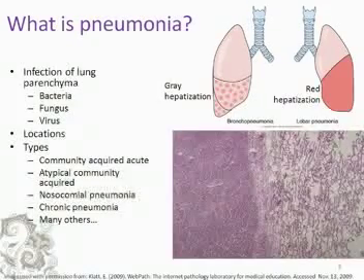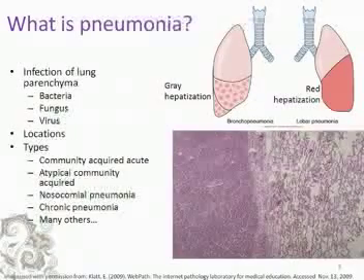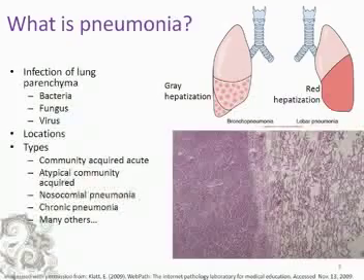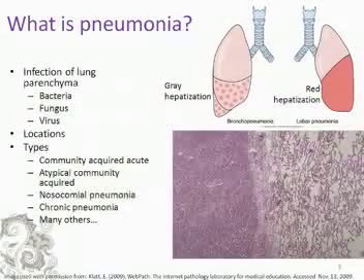What is pneumonia? Pneumonia is an infection of the lung. Infection of lung parenchyma. What is parenchyma? Parenchyma is functional tissue within an organ. So it could be either a bacterial infection, a fungal infection, or a viral infection. Obviously with pneumonia, it's a bacteria.